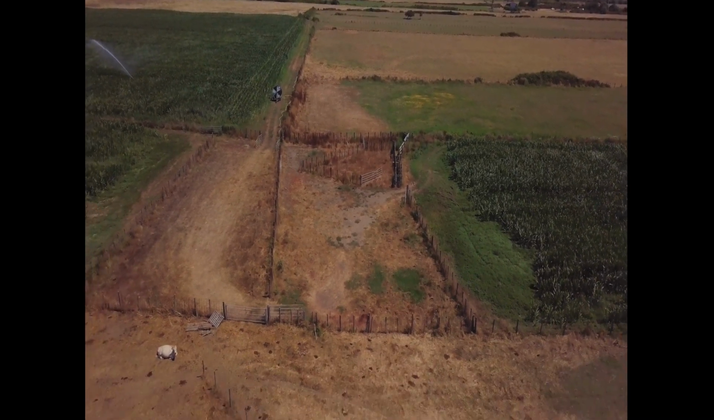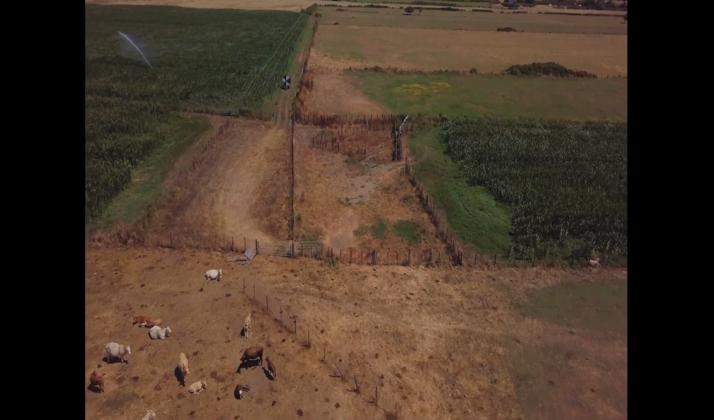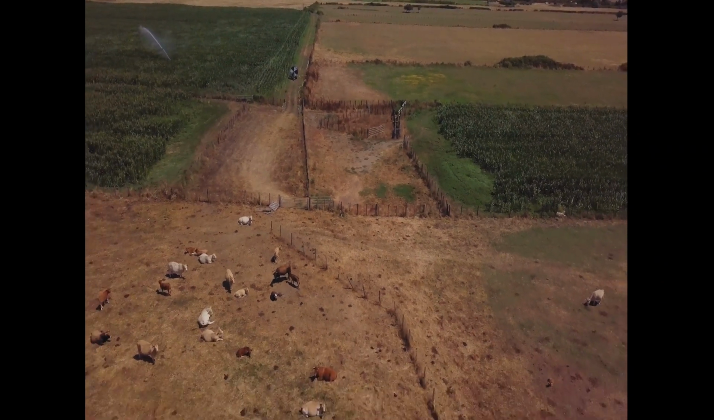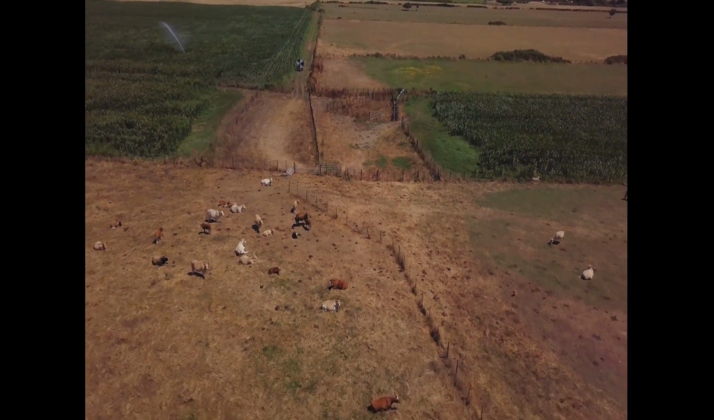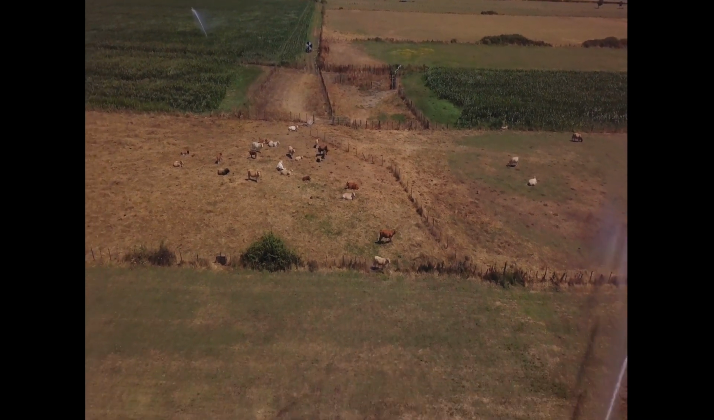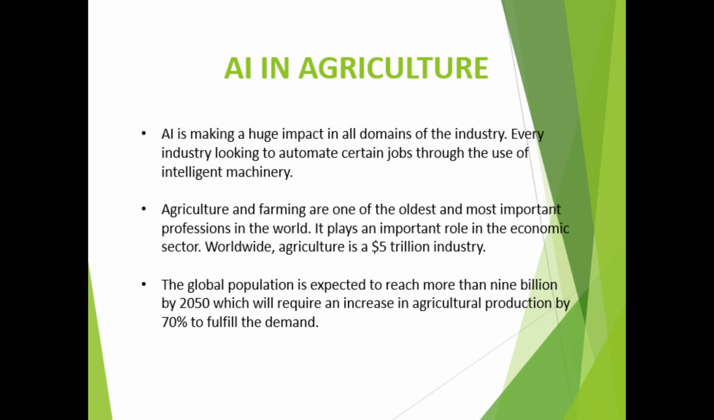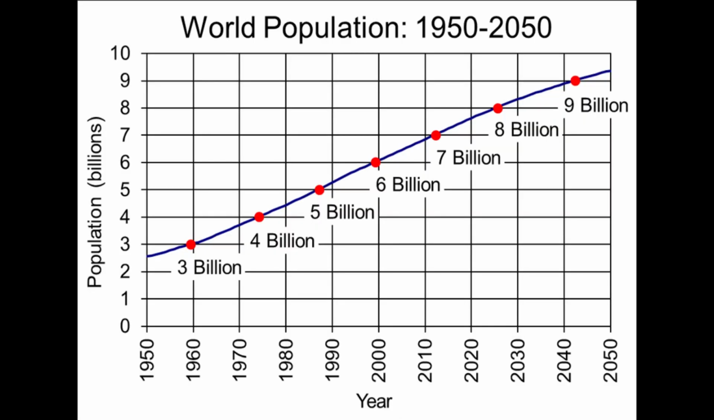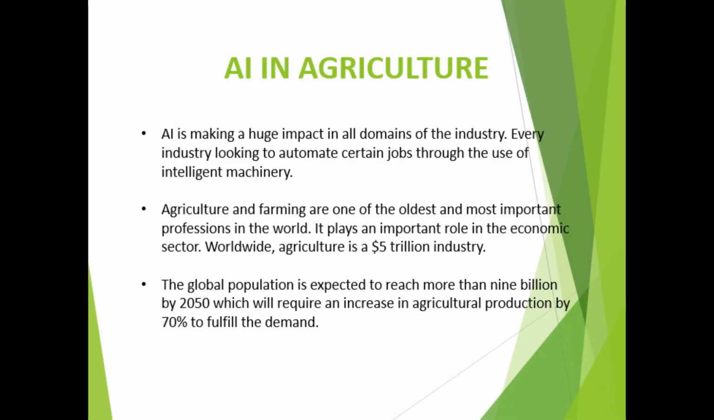As far as the current scenario goes, the use of AI in agriculture is the need of the hour, and agriculture and farming are one of the oldest and most important professions in the world. It plays an important role in the economic sector. Worldwide, agriculture is a $5 trillion industry. The global population is expected to reach more than 9 billion by 2050, which will require an increase in agricultural production by 70% to fulfill the demand.